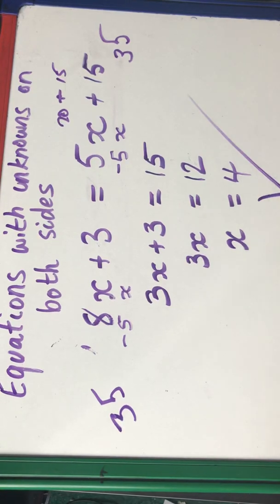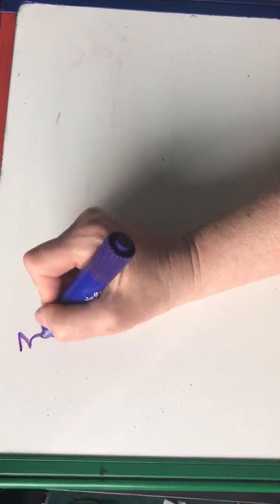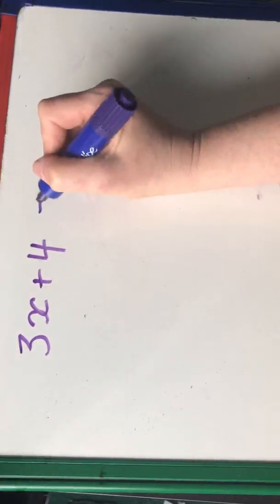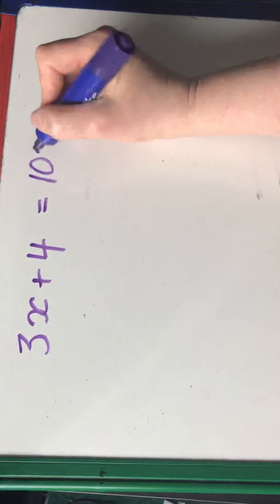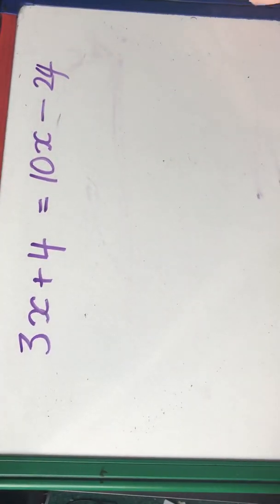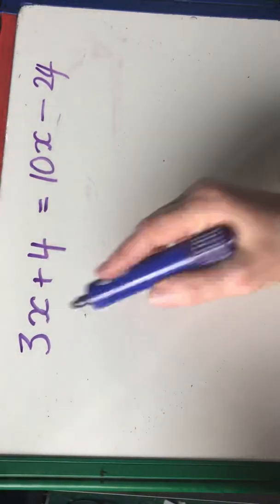I'm going to do one more example and then you can have a go at some. So here's another equation with unknowns on both sides. Let's take 3x plus 4 balances with 10x minus 24. So I've got unknowns on both sides, so I'm going to get rid of, eliminate, in this instance subtract, because they're both positive, the 3x.